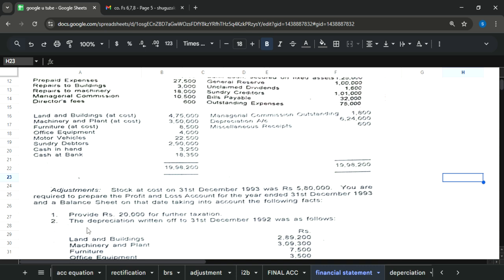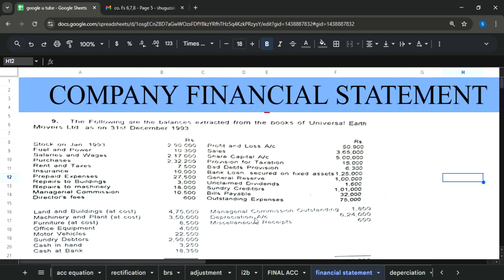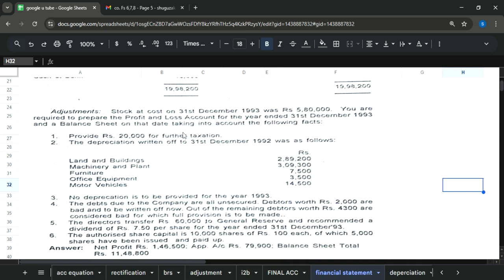Now next, depreciation written as of 31st December 92. So we'll have to see which date we are following. 31st December 93 means this is the previous year's depreciation. And I have just seen, look at here, number 3, no depreciation is to be provided for the current year. So it's very important for you. This is accumulated depreciation and no depreciation is required for the current year.